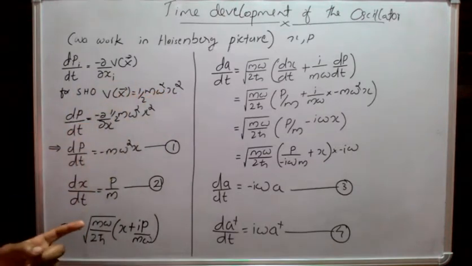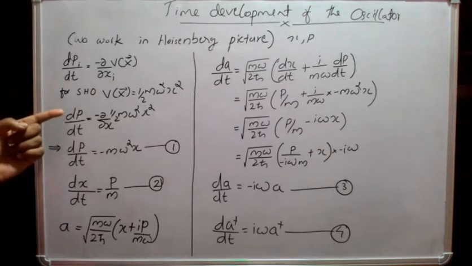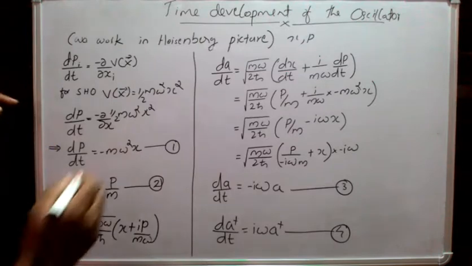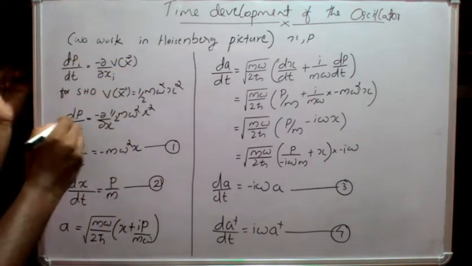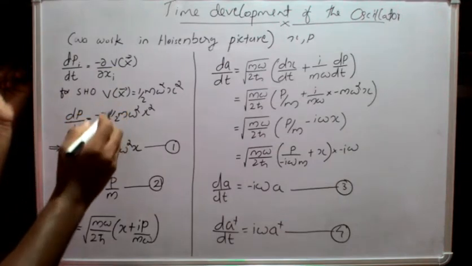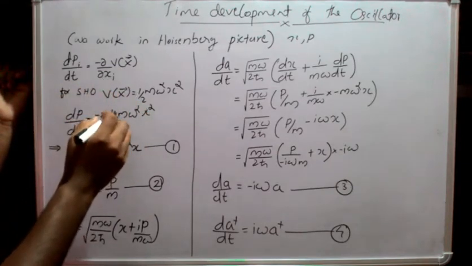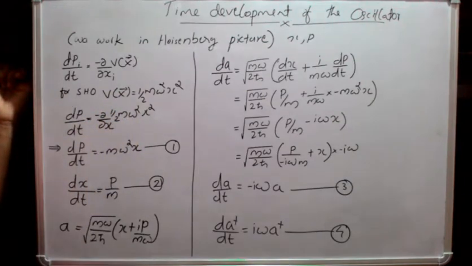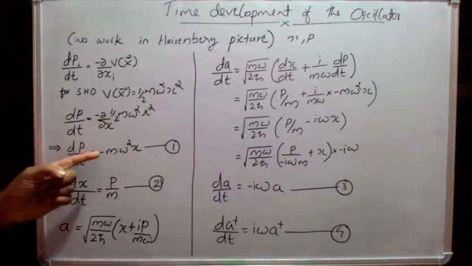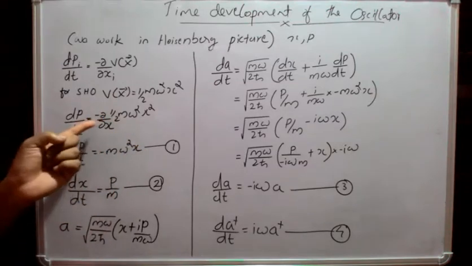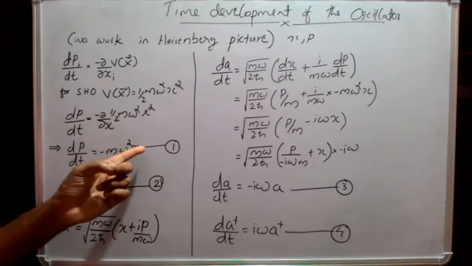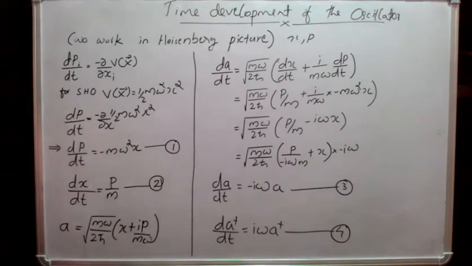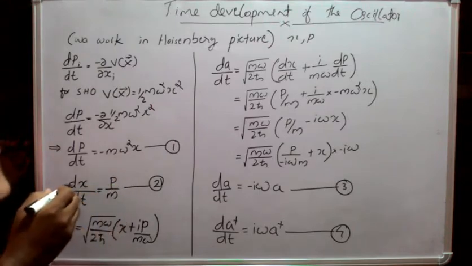This is the potential energy term, and we are applying this value in Heisenberg's equation of motion, and we get dp over dt equal to minus ∂/∂x of half m omega square x square. If we differentiate this with respect to x, we will get dp over dt equal to minus m omega square x, and let me put it as equation 1.